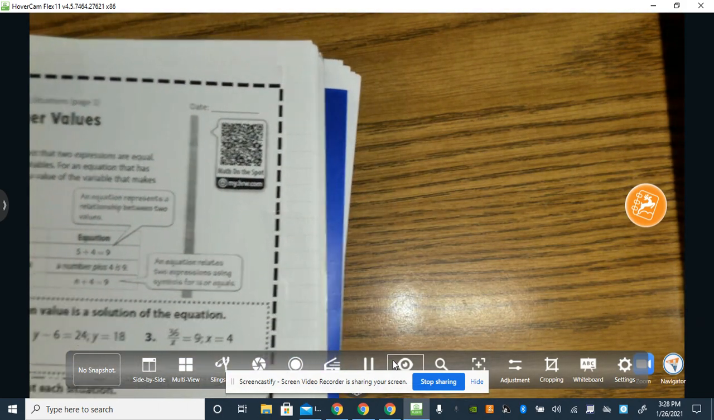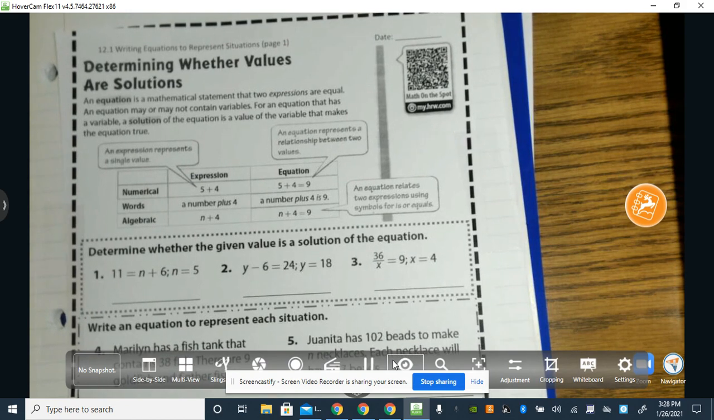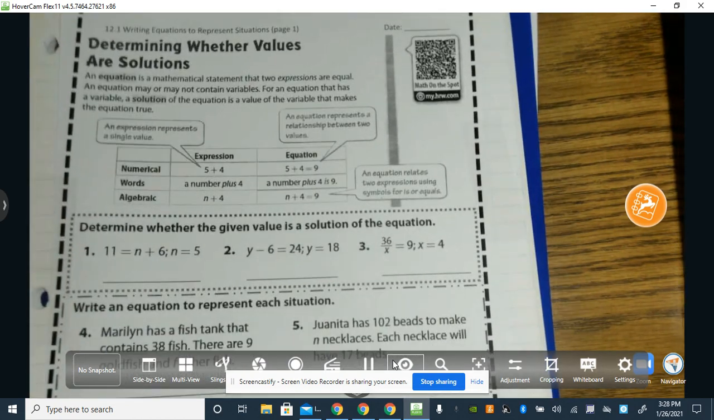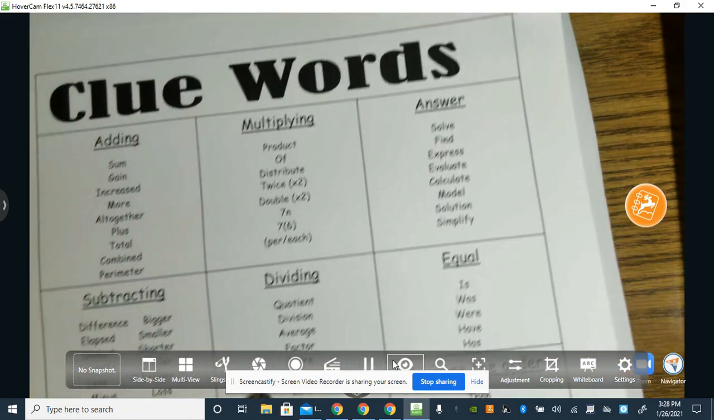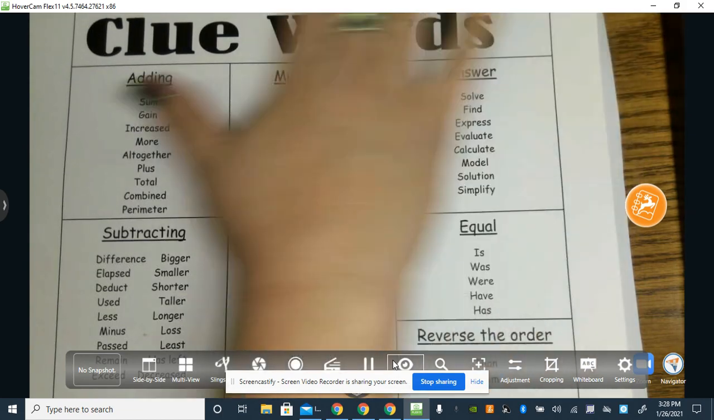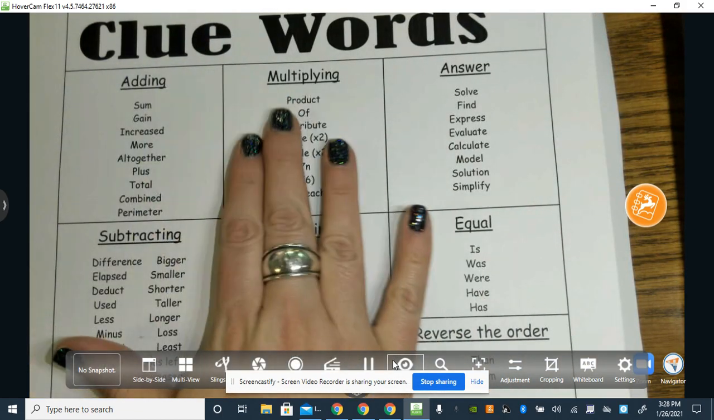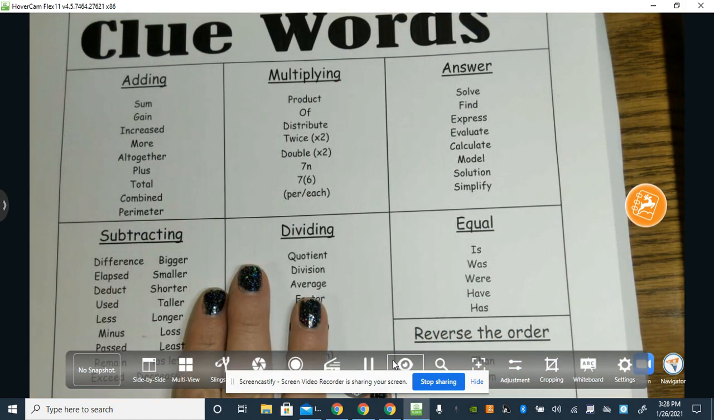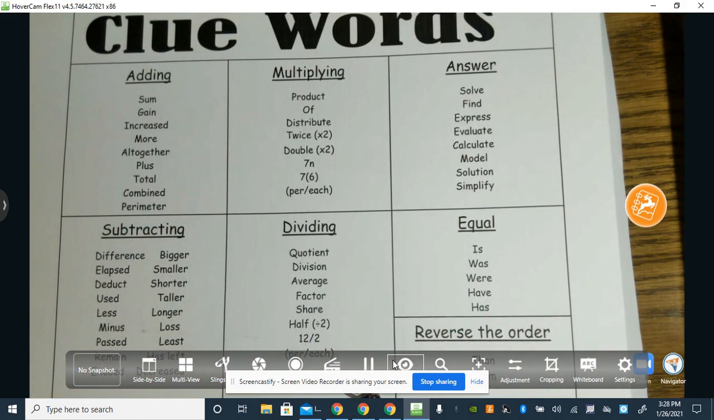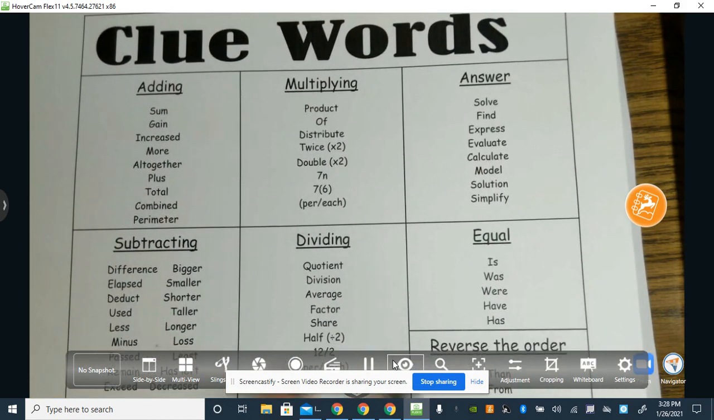All right, so we're talking about writing equations. We've moved on from expressions and now we're starting on to writing equations. So this is our 12.1 notes. Also, you should have a page that either looks like this or somewhat similar to this, with adding, multiplying, dividing, subtracting, and words that correspond with the operation.